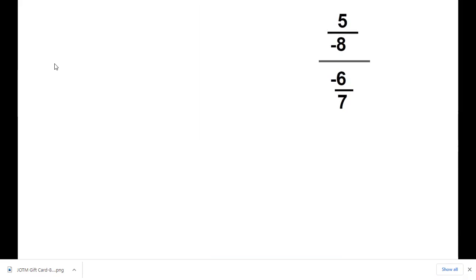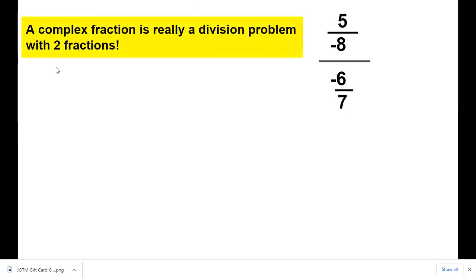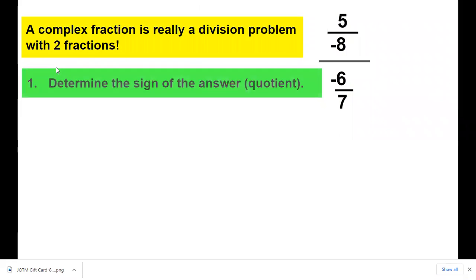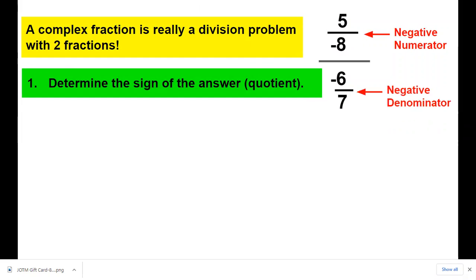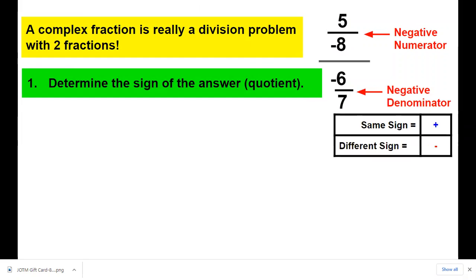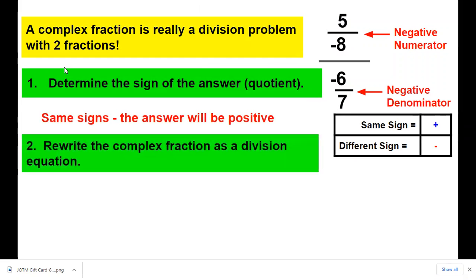Okay, let's try another complex fraction. We have -5/8 divided by -6/7. It's really a division problem with two fractions, remember. So first we determine what the answer is going to be, positive or negative. Well, we have two negatives, so the answer is going to be positive, same sign, positive answer. Negative numerator, negative denominator, same sign, positive answer.